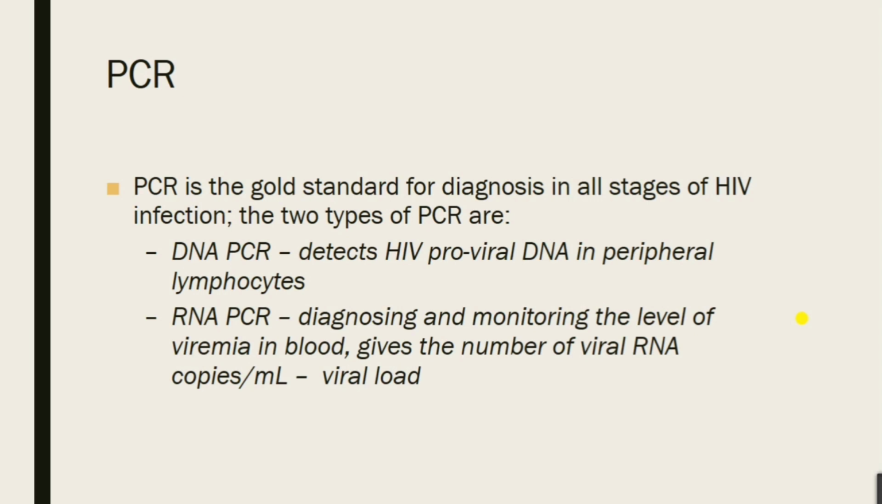There are two types of PCR available. The first one is DNA PCR, which detects the HIV proviral DNA in peripheral lymphocytes. Next is RNA PCR, which helps in diagnosing and monitoring the level of viremia in blood and gives the number of viral RNA copies per ml, that is, it helps us determine the viral load.